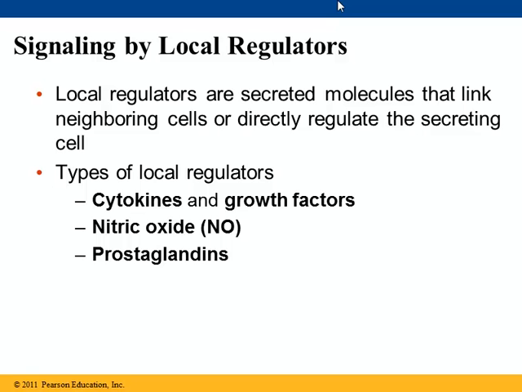And there are some famous local regulators, some famous paracrine signaling molecules that love to hit side by side. Cytokines and growth factors are an example of this. Nitric oxide, which is also used by the nervous system as a neurotransmitter, which tells you why if you go to the dentist and get laughing gas, it makes you feel drunk. It's interfering with nervous transmission. And also the prostaglandins, which are involved in both reproduction and immunity.